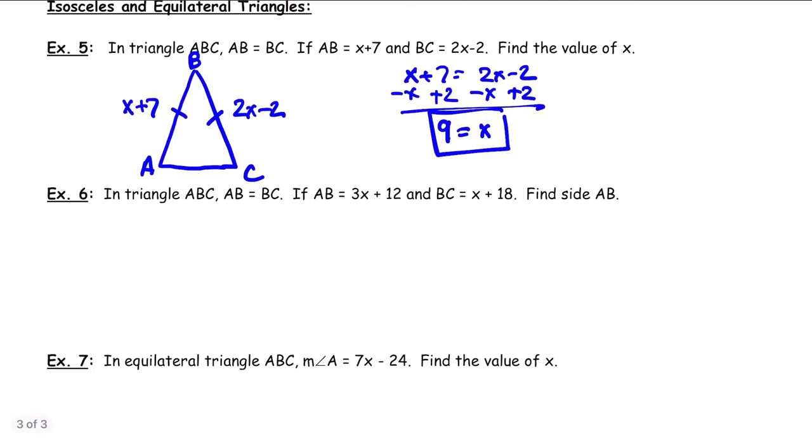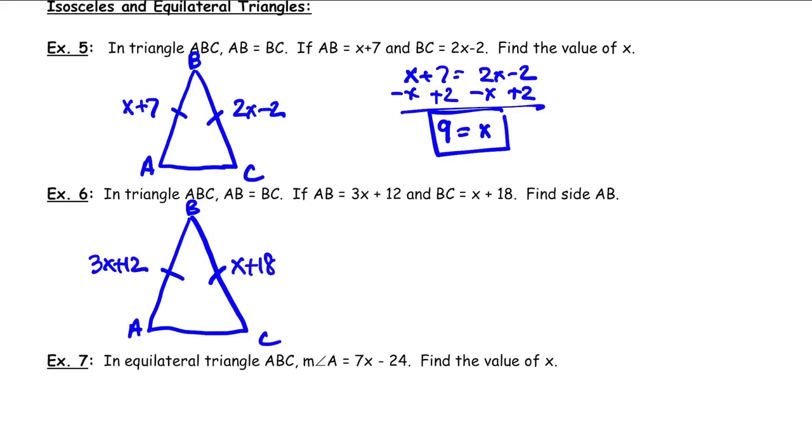Okay, next one, very similar, triangle ABC, AB equals BC. Same setup. B has to be at the top. There's A, there's C. AB, BC are equal. This time it says AB is 3x plus 12 and BC is x plus 18. Well, again, we're going to set them equal. That's not hard.